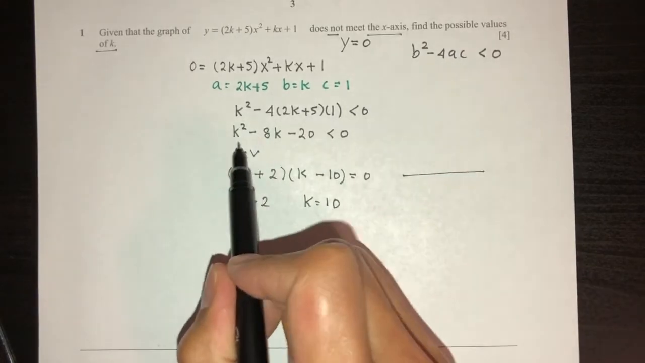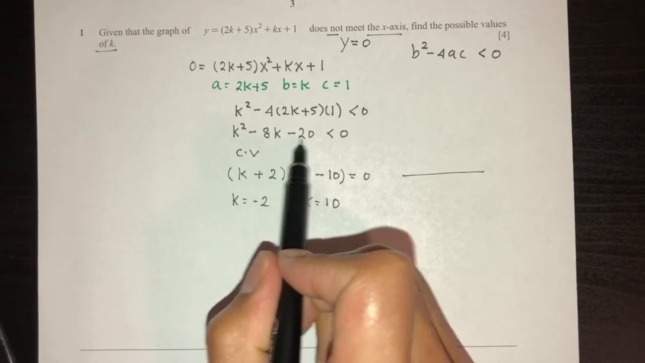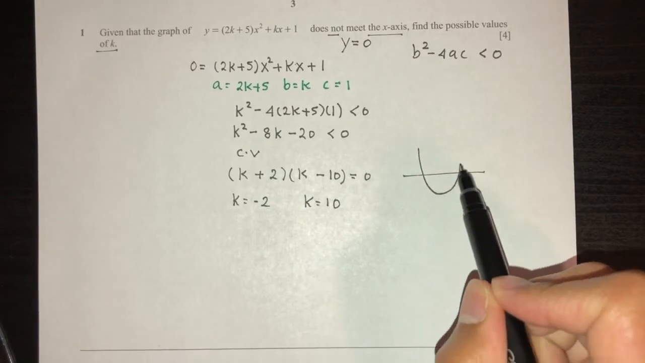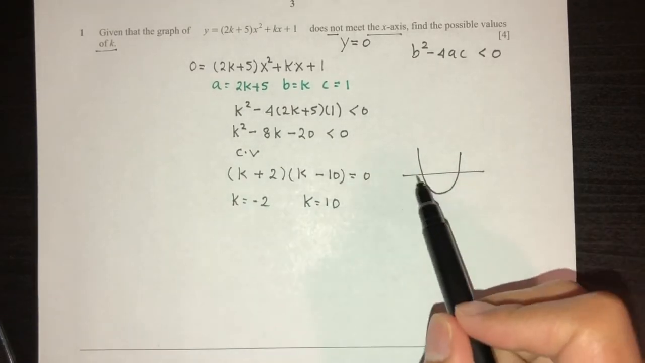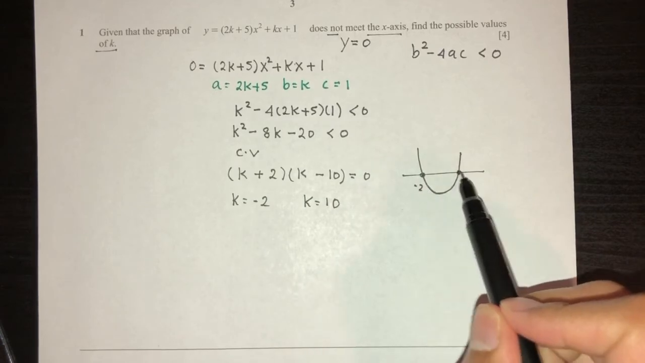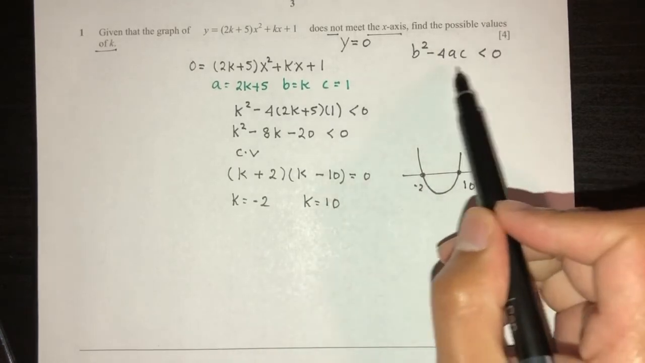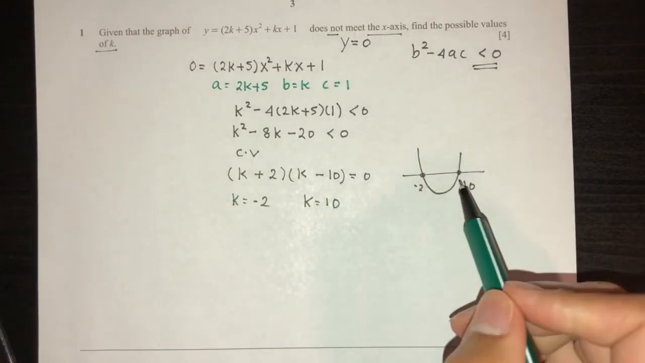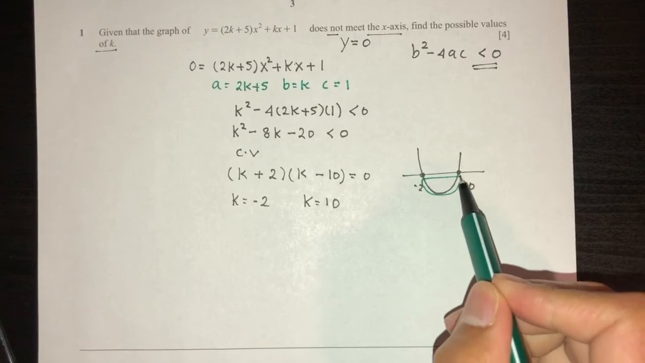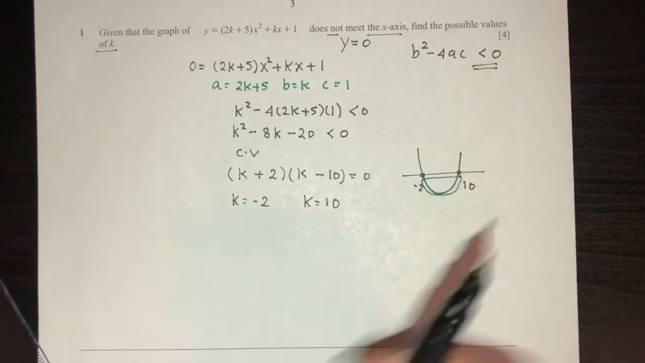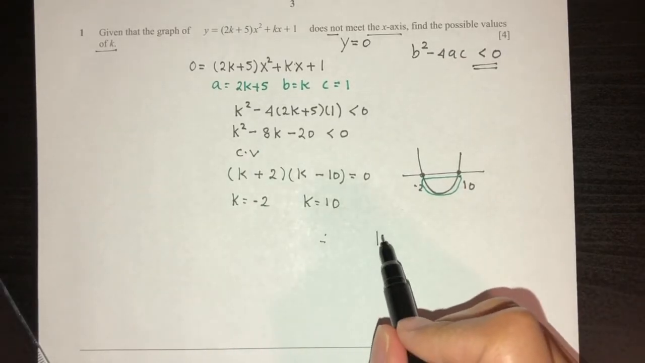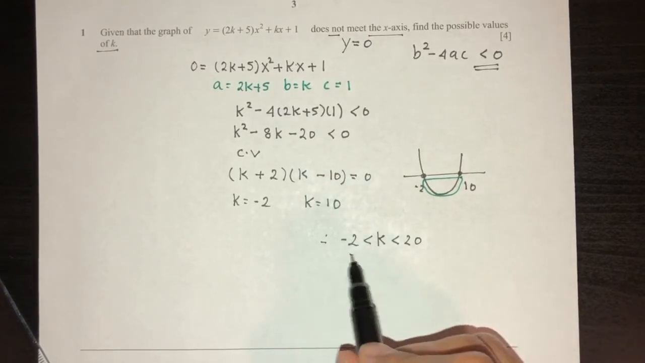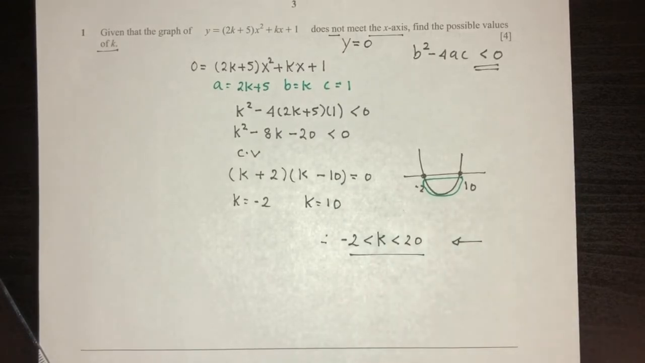Now we have to look at this graph. What is the shape of this graph? Since the coefficient of k squared is 1 and it is positive, it will look like this, right? Now this value here will be minus 2 and here will be 10. We have to find where it is less than 0, meaning below the line. This is true when it is between those two values. So your value of k will be between 10 and minus 2. That will be your answer for question number 1.